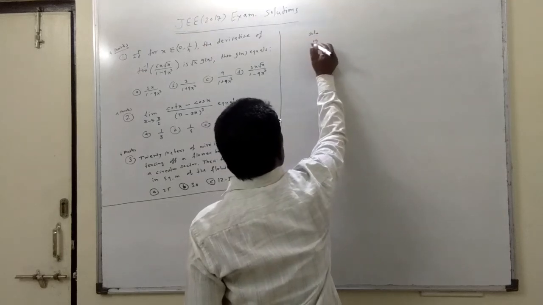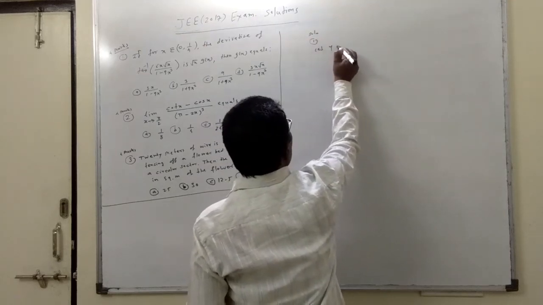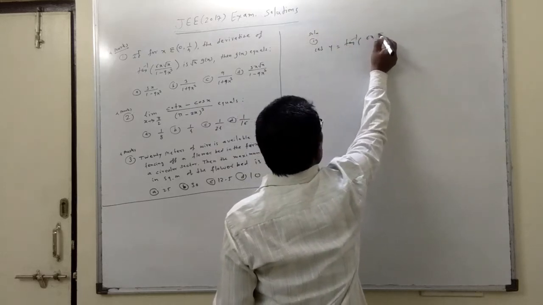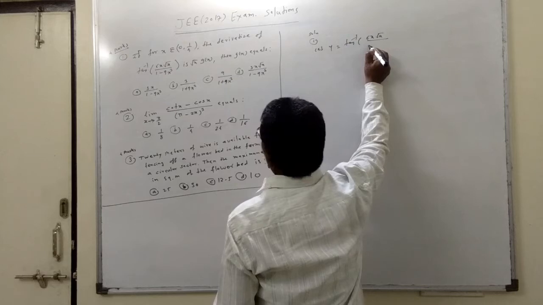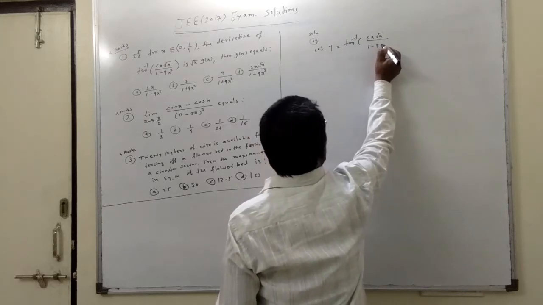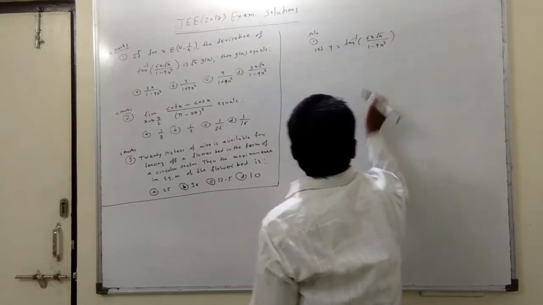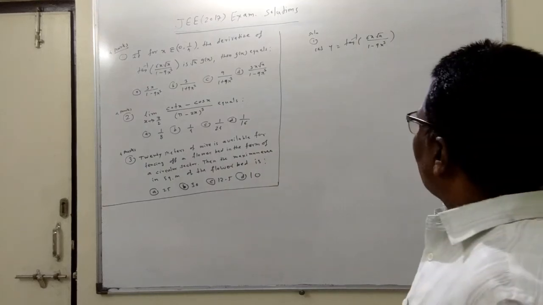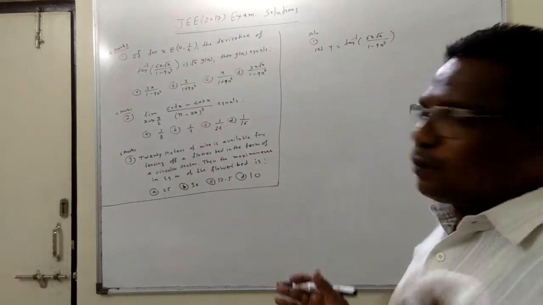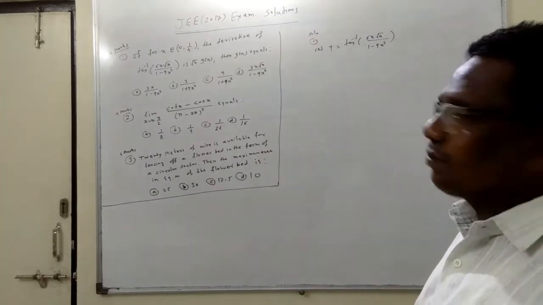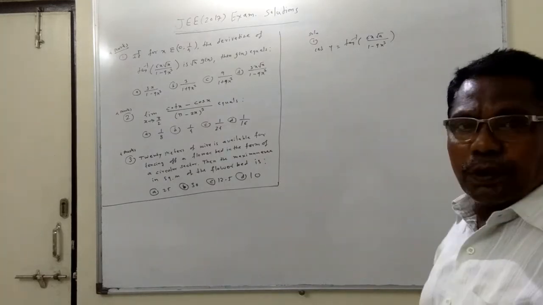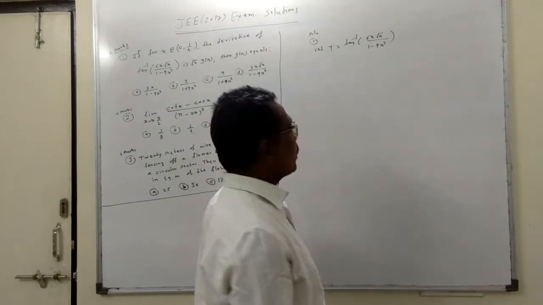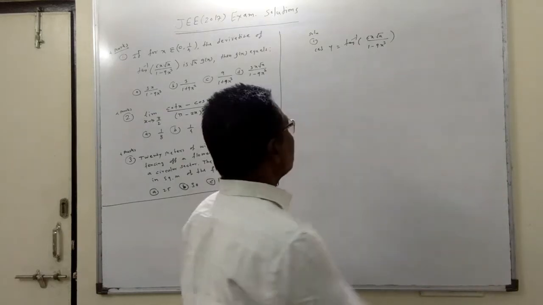Solution. First example: let y is equal to tan inverse of 6x root x divided by 1 minus 9x cube. Now this is an inverse function. We always say that with an inverse function, be careful and do not take the derivative immediately. Think about how the function can be simplified. So we can simplify this function.